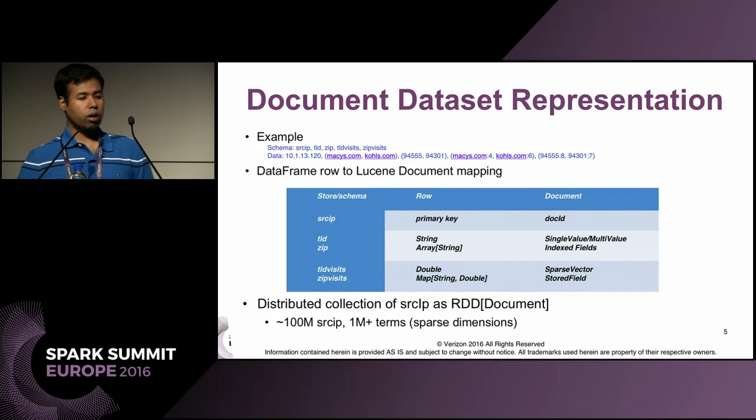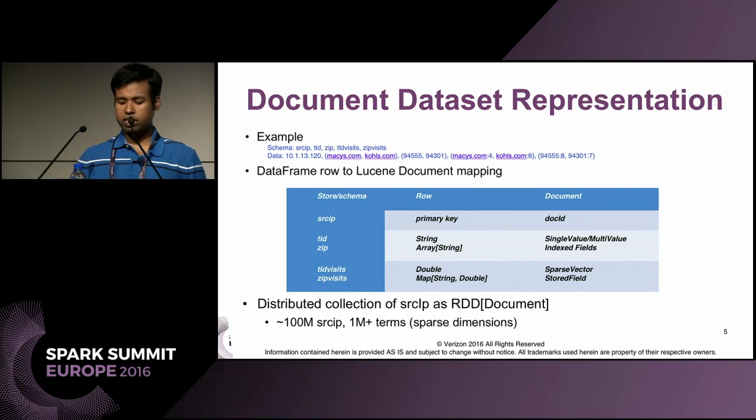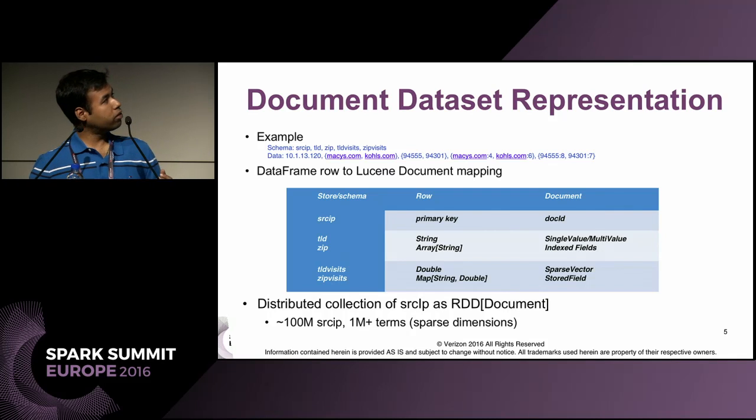So now let's talk about how we represent this document data set. How does a data frame translate to a document? As I said, we are focusing on a sparse dimension, sparse measure data set, which showed up in the first schema.